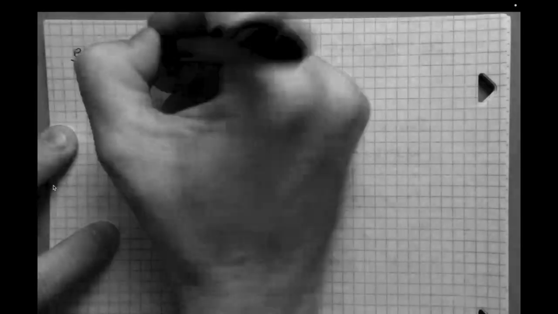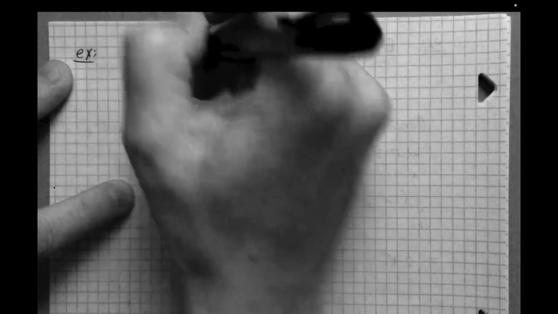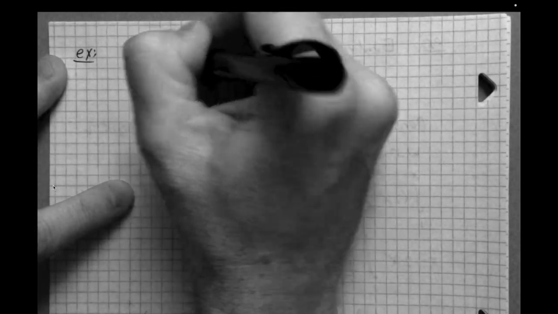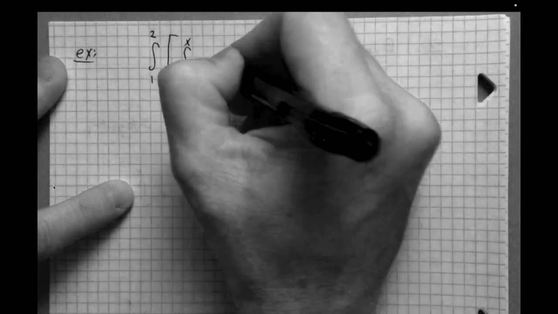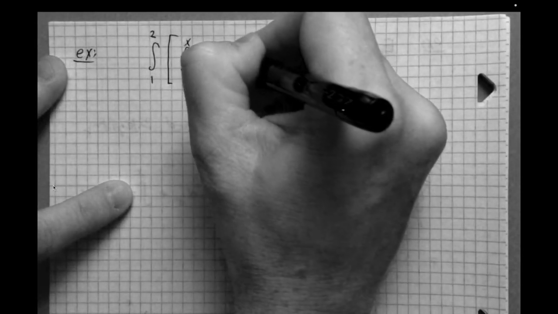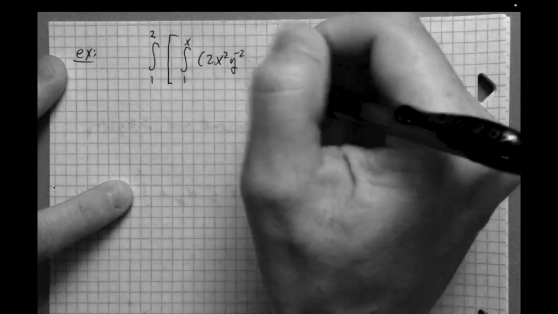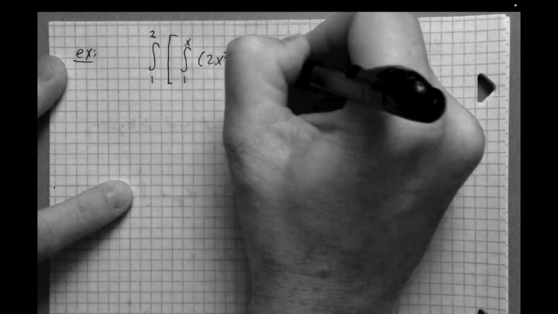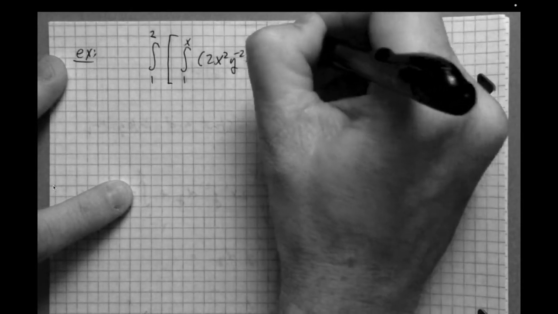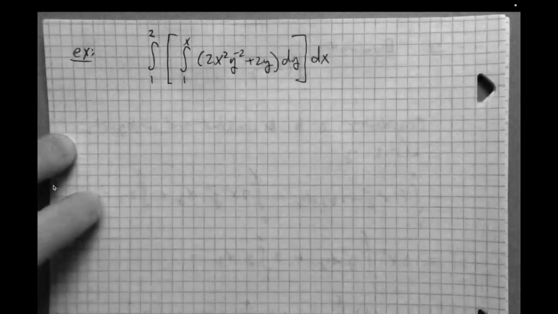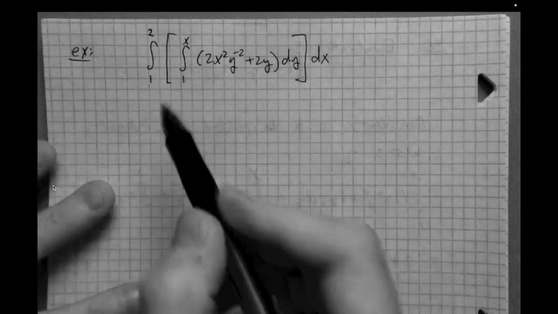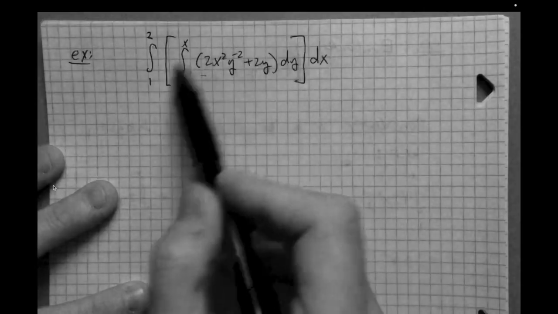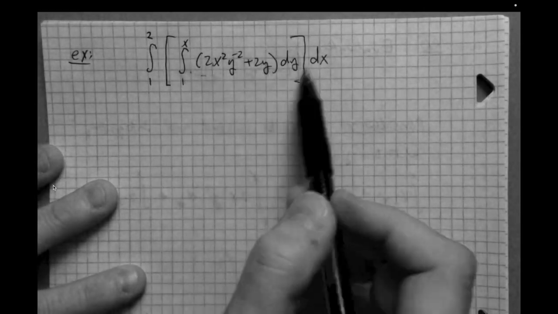Okay, we're going to evaluate this now. The integral from 1 to 2 of the integral from 1 to x of 2x squared y to the negative 2 power plus 2y dy dx. Okay, so this is a multiple integral, right? This inner piece here is the problem we just did. We just did this one, right?